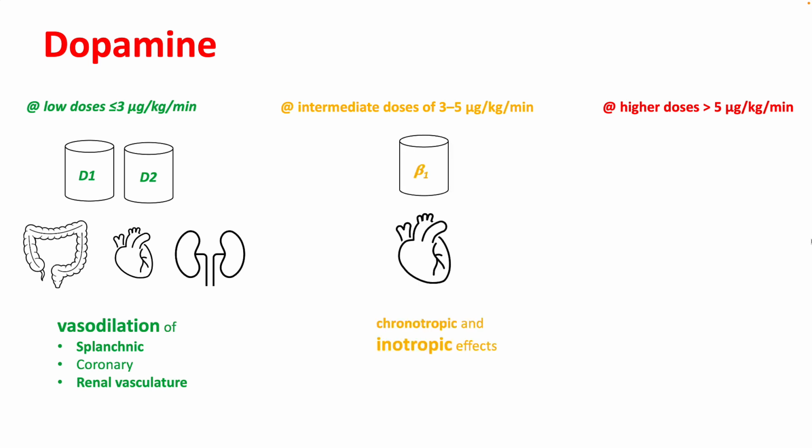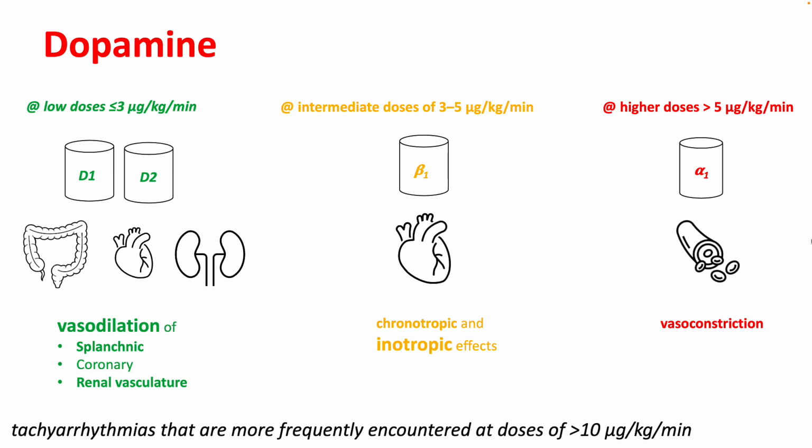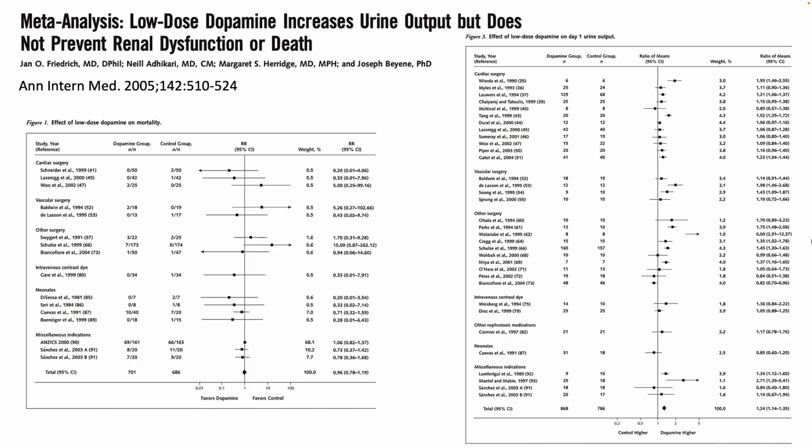In higher doses, 3 to 5, it stimulates beta 1 receptors resulting in chronotropic and inotropic effect, and at doses more than 5 micrograms per kg per minute, it stimulates your alpha 1 receptors, causing vasoconstriction. Tachyarrhythmias are more frequent once you exceed the dose of 10 micrograms per kg per minute.